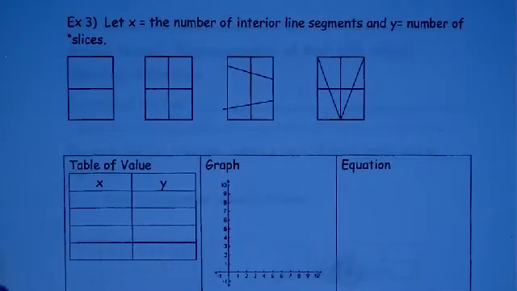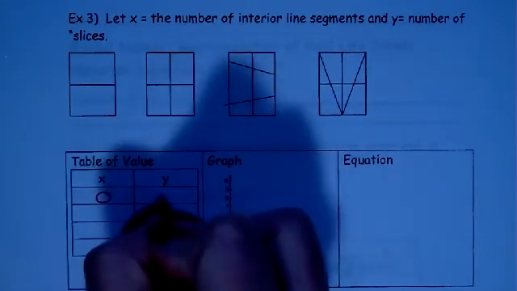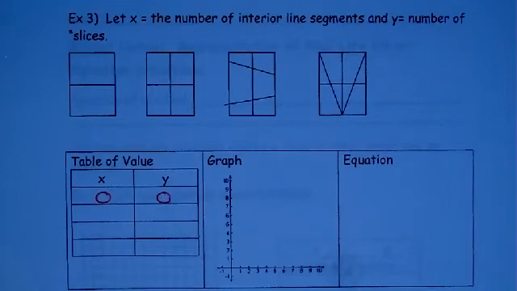Now, number 3. I want y'all to think about them square pizzas they used to serve us in the cafeteria. Okay? We're going to let X be the number of interior line segments or slices, cut throughs, and Y is the number of slices. So X is the number of cuts or interior line segments. Y is the number of slices. So the first one we don't see, we know is what? 0, 0, right?